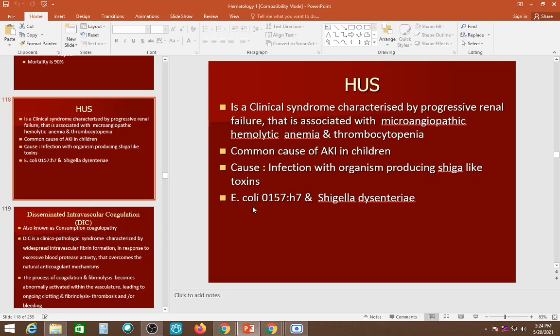And what are those organisms? They found that the E. coli, serotype O157:H7 and Shigella dysenteriae. Okay? Are you clear with this?